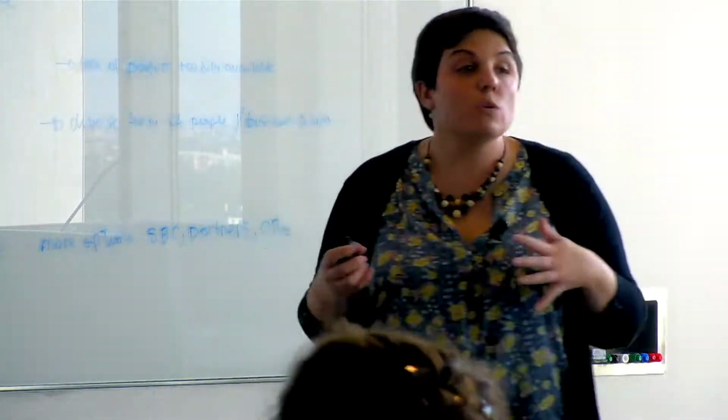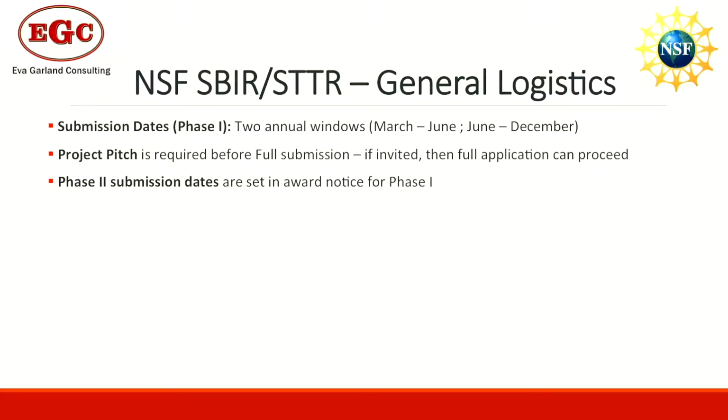So for submission dates for the phase one, there are 2 annual windows. That's something NSF changed as of this year. In the past, they had 2 annual deadlines. Now they have windows: one between March and June, another between June and December. And you can submit any time within those windows. I think this window will end on December 12th. There's no announcement yet on when the first 2020 window will open.